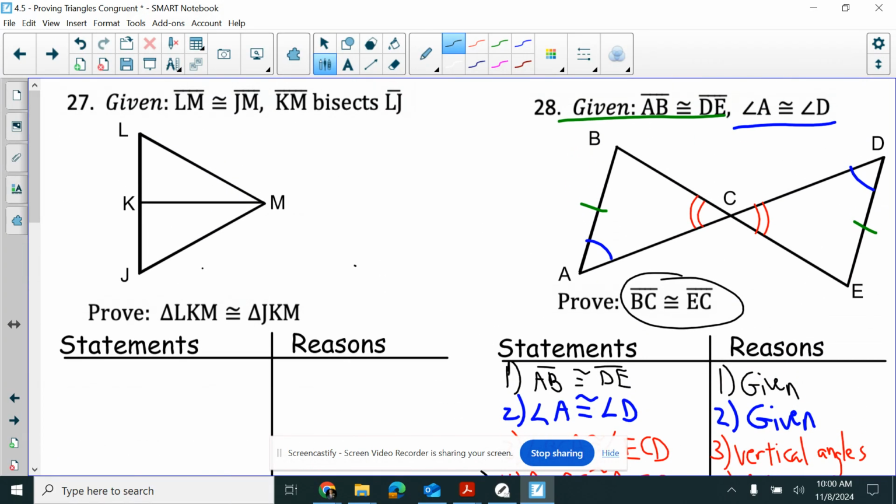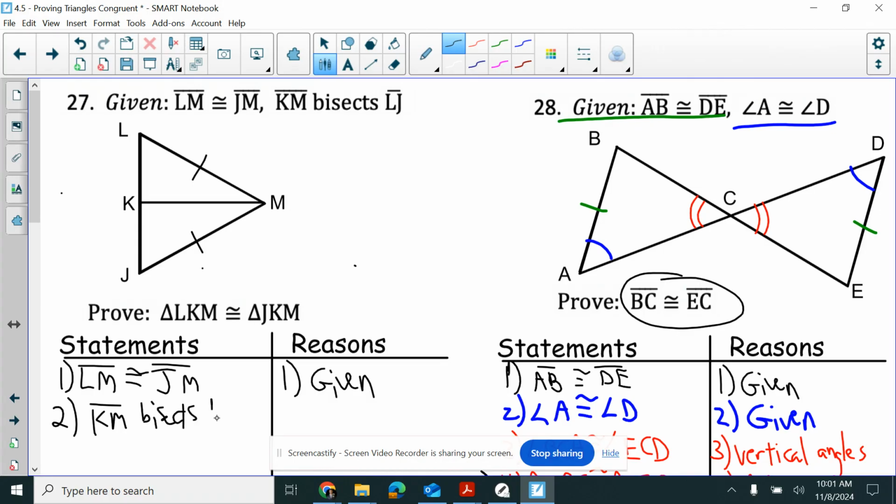Let's just do this one because there's a couple of different things going on. First I'm going to write down my 2 givens. LM is congruent to JM because it's given. And I'm going to add that to my picture, LM, JM. If you're going to add something to your picture, it has to be written as a statement, like those 2 pieces are congruent. Next thing is KM bisects LJ.